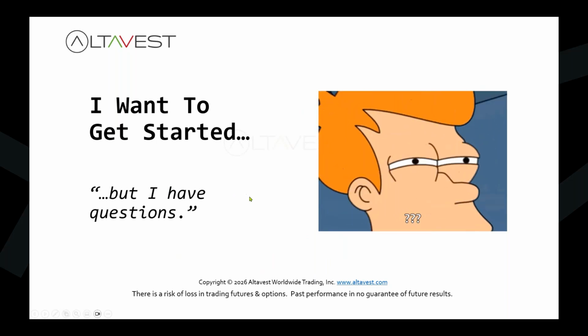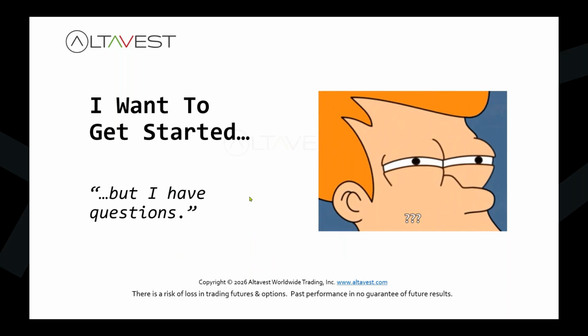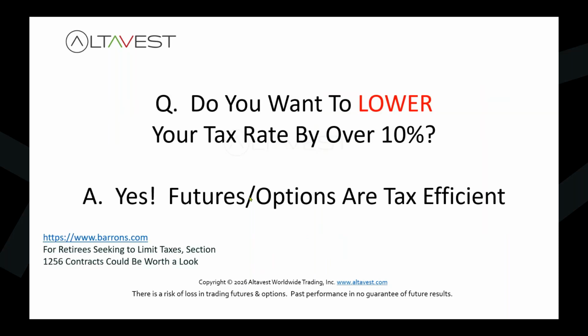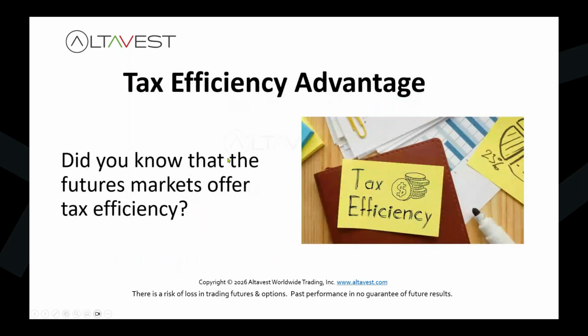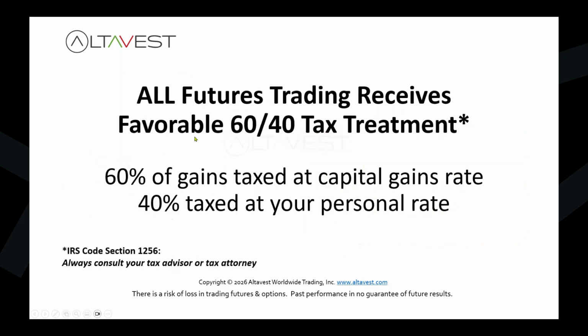And here's a few other comments I have here about questions or anticipated questions. Tax efficiency. So keep in mind that these are futures markets. So all futures are tax efficient. So they're 1256 contracts according to the IRS. And what that means, the tax efficiency advantage is 60% of the gains are taxed at the lower capital gains rate versus 40% at your personal income tax rate. So that's a big difference at the end of the year.